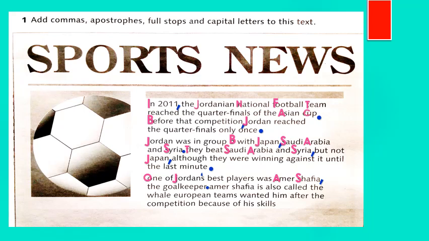Now Amr Shafi, it is a proper noun and it is the beginning of a sentence. It is also called the wall. So we have a proper noun and we have a full stop because it is the end of a sentence. European teams wanted him after the competition because of his skills. So European is a nationality and it is the beginning of a sentence. So here we have the end of a sentence.